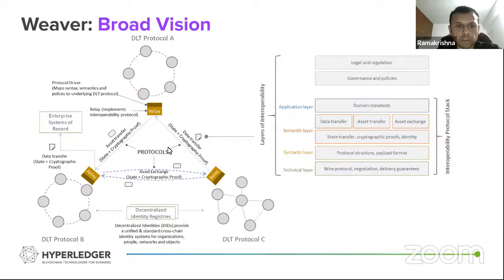So what the left diagram is showing is simply the different configurations by which networks can interoperate via these relays, and also with existing ERP systems. And if you look at the bottom, we have decentralized identity registries. Those are also a key part of how you would engineer any sort of cross-network interaction. If you have time to talk about that in Q&A, I'll do that, but otherwise I'll skip it for now. For every protocol here, be it data transfer, asset exchange, or asset transfer, there are concerns that we'll have to manage at different layers of the stack as we defined them earlier in the presentation. Next slide.